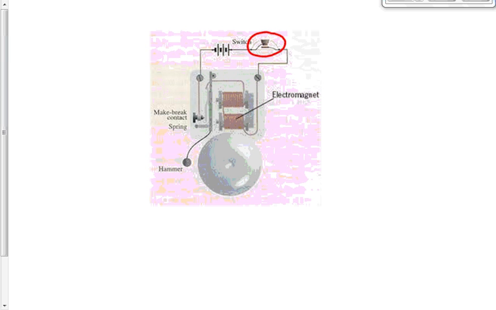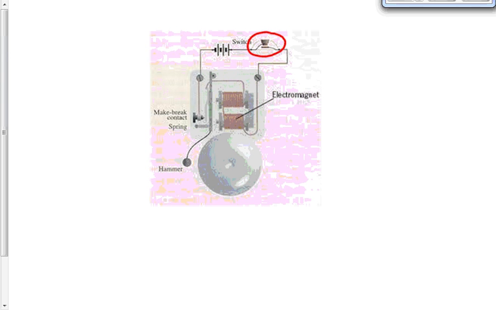So how does it work? Well, right now the switch is off. What happens when the switch is off here? When the switch is off, no electricity is going to flow. This battery is essentially not even there. You have to have a complete circuit in order for the electricity to flow. It's not flowing right now.